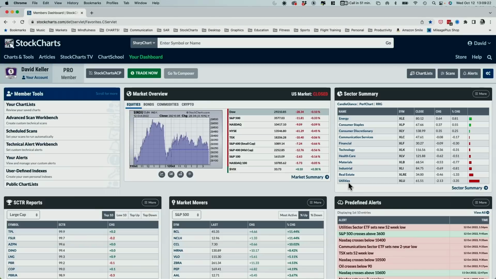The problem is interest rates are so high that you can get interest in a lot of different places. You can get income in a lot of places. You don't have to go to a utility stock necessarily to do that. The price so far, and particularly the relative strength, certainly turning lower here in recent weeks.